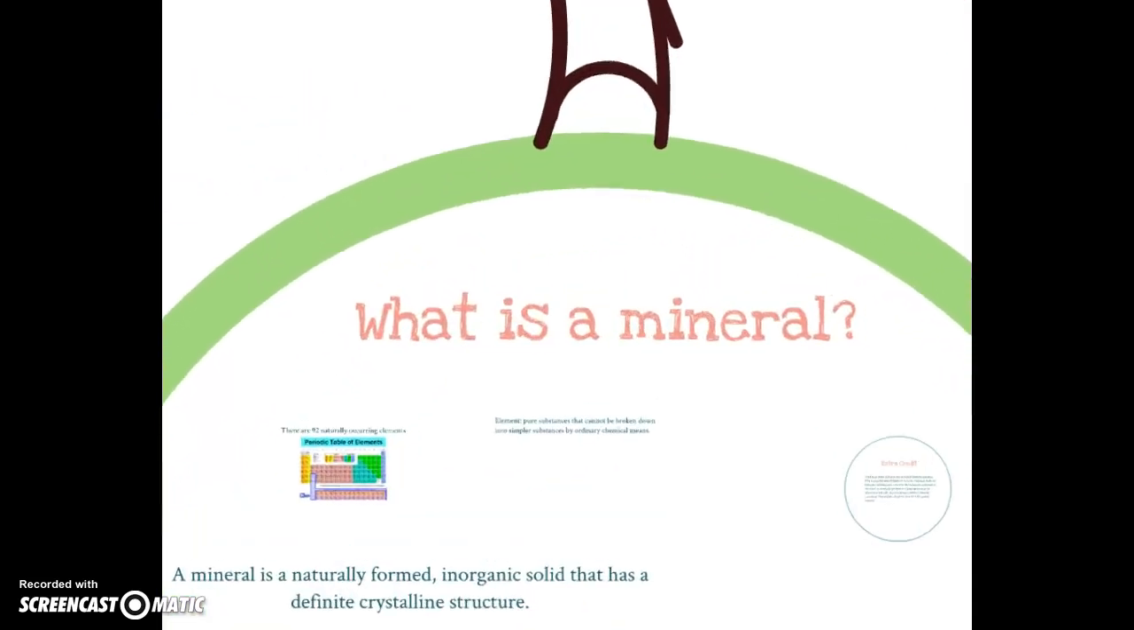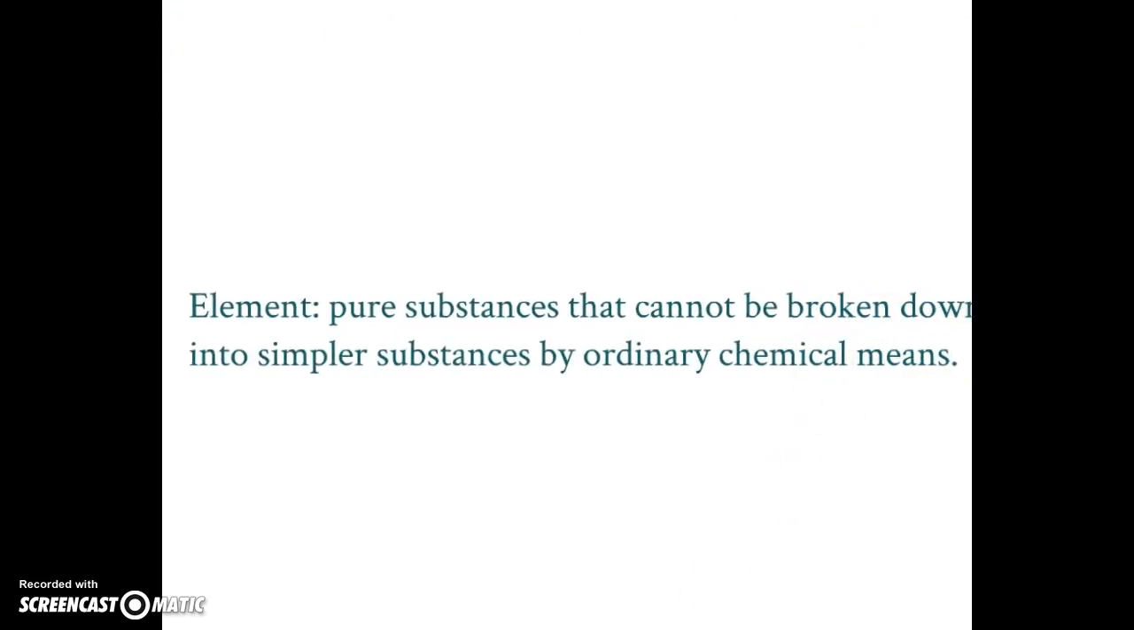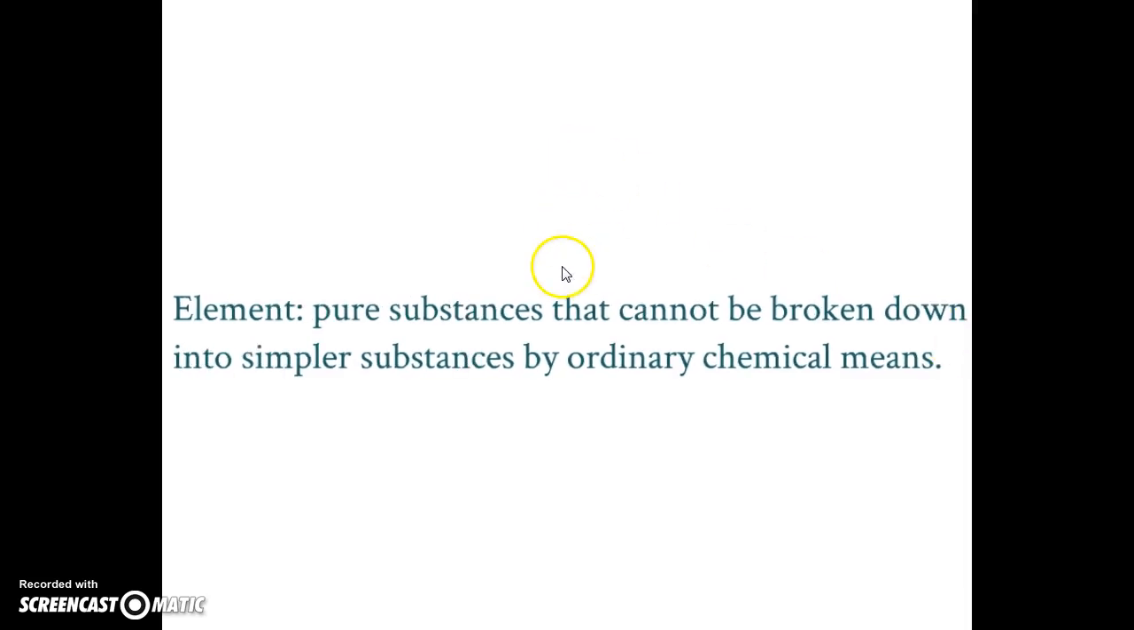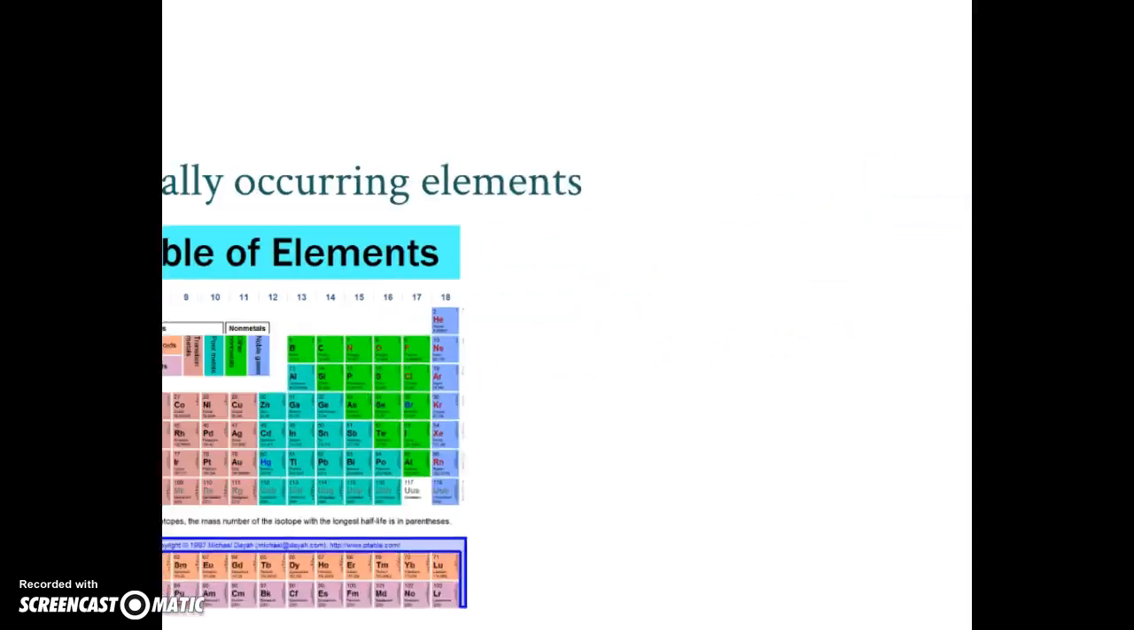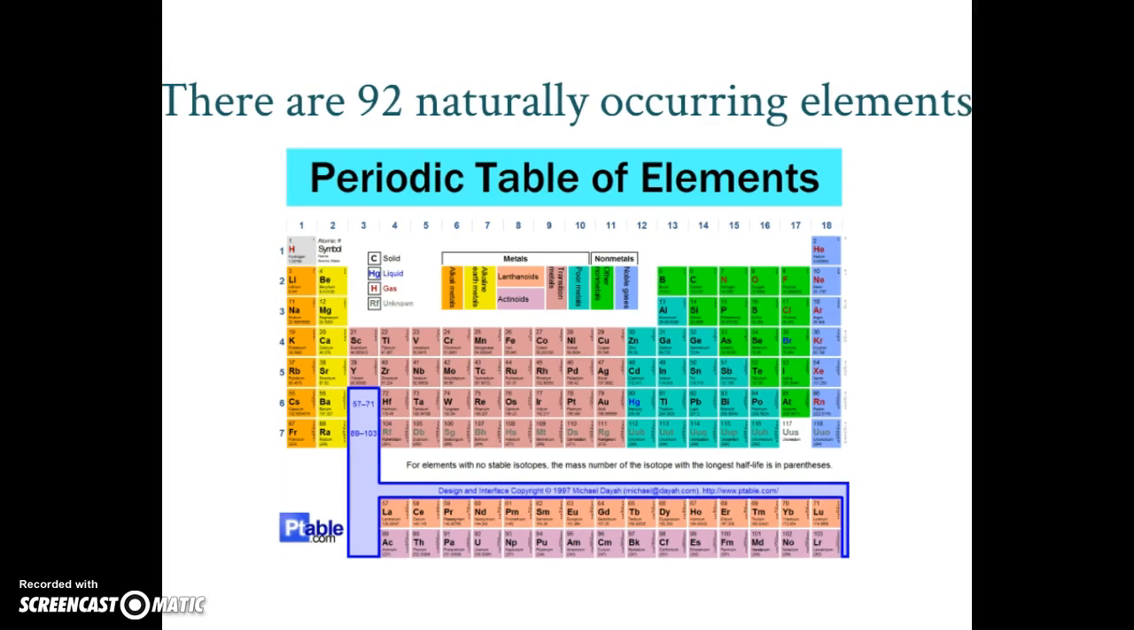So first, what is a mineral? And that's what this whole presentation is about. But before we get into that, we need to revisit what an element is, because like all matter, minerals are made up of the elements that we learned about in the previous section. An element is a pure substance that cannot be broken down into simpler substances by ordinary chemical means. So it's as pure as you get. And these are the 92 naturally occurring elements, which we just looked at in the last section.